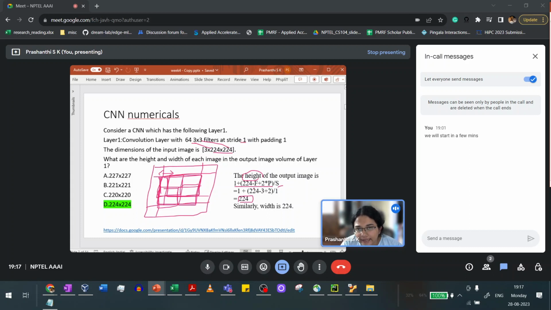So rather than blindly remembering this as a formula, I would encourage you to come up with the derivation. It's not very difficult, right? That way, even if you forget what this is, you'll be able to figure it out. So that's the explanation. You'll get the exact same calculation for width as well. So the dimensions of the output image is 224 cross 224. So with this, we'll move ahead.